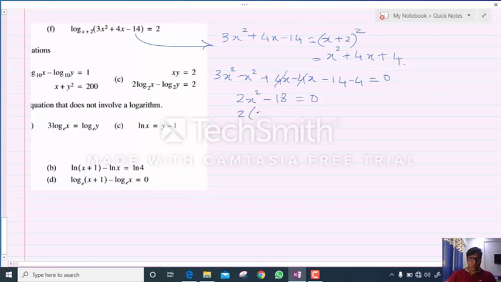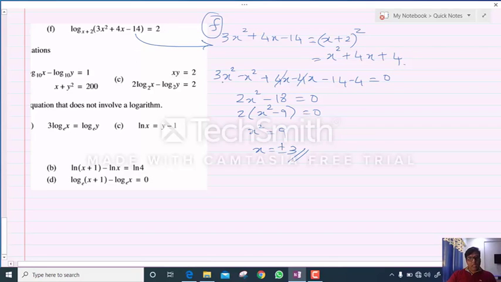Right? 2 common. So you have x square minus 9 equal to 0. So x square is equal to 9. So x is equal to plus minus 3. I hope that is understood. Everyone clear with the idea? Done. Okay. So that was question number F.